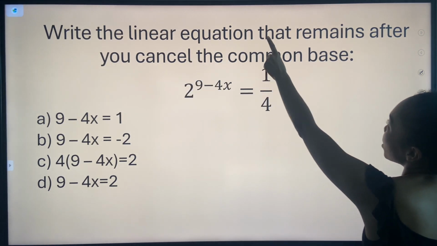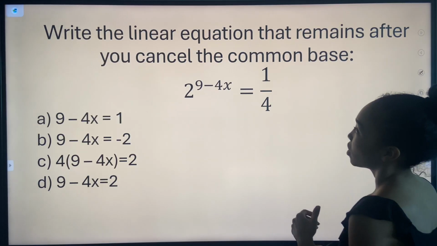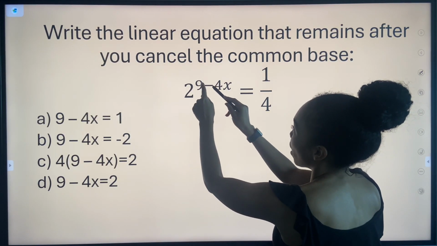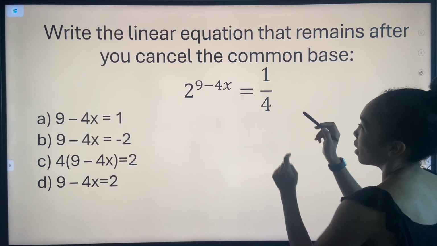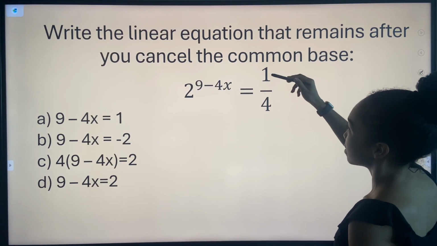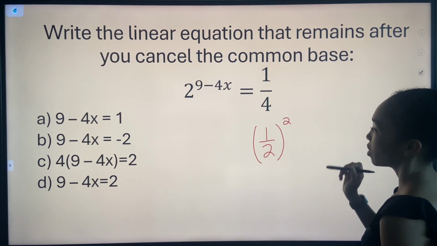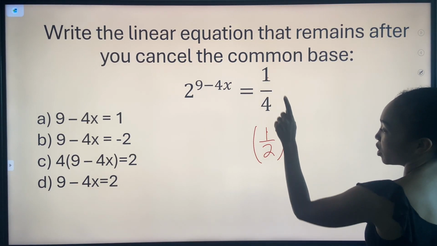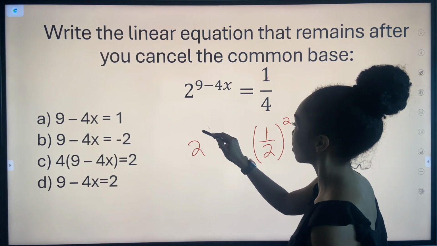Write the linear equation that remains after you cancel the common base. Okay, so this is 2 to the power of 9 minus 4x equaling 1 over 4. Now, I can rewrite this as 1 over 2 squared, because 1 squared is 1, 2 squared is 4. So this is what it can look like now.